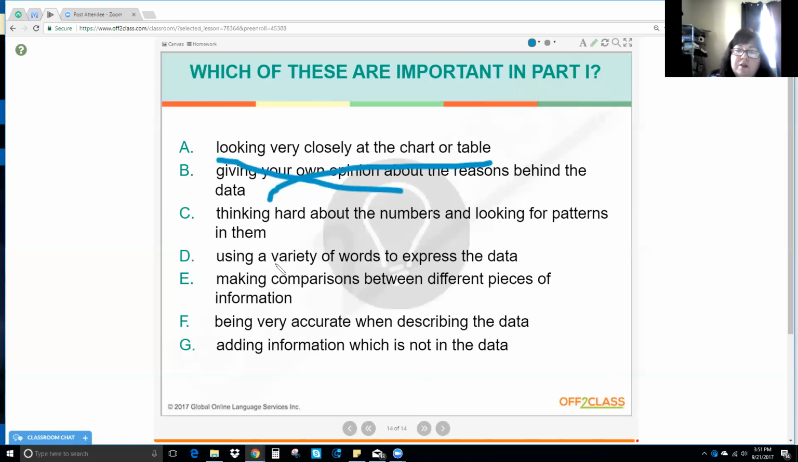Using a variety of words to express the data. That's what we've been talking about. We've been talking about all the different words you can use and the similes, how important that vocabulary is for you. And making comparisons. So you need to describe what you see. You need to describe how they compare. Do you need to be accurate? Of course, this is science. This is scientific data. This is not loose. This is very, very strict.